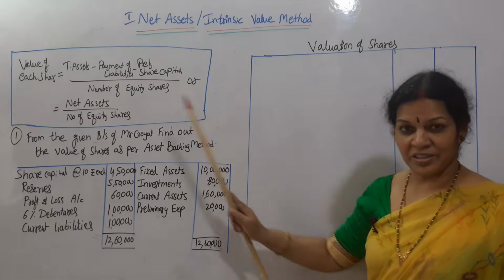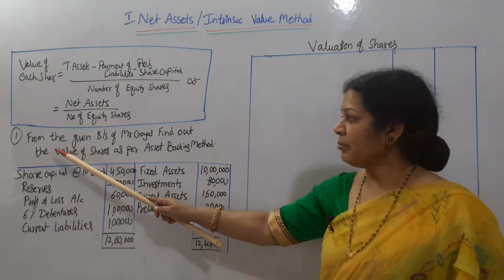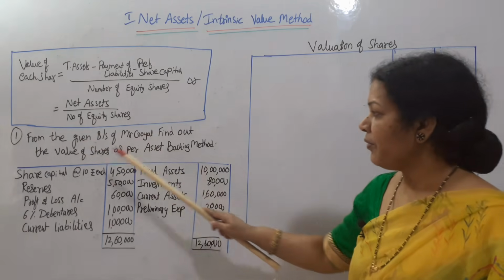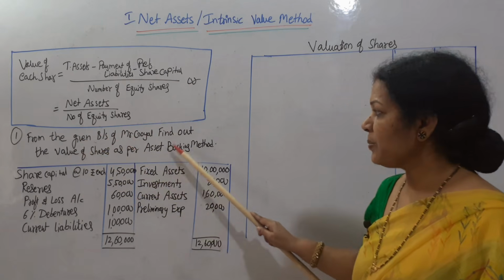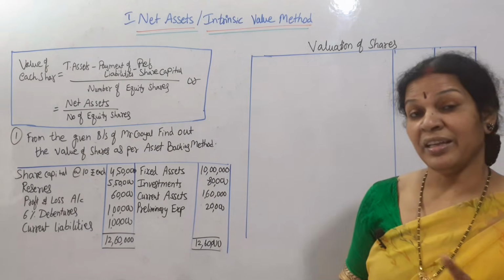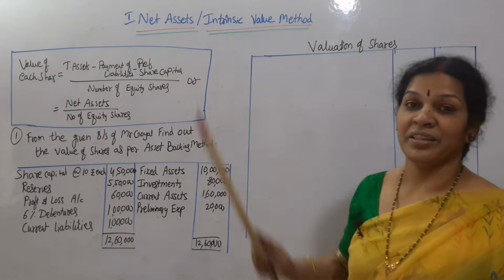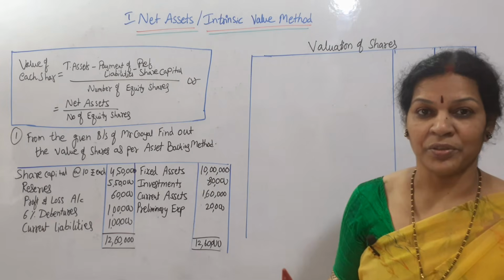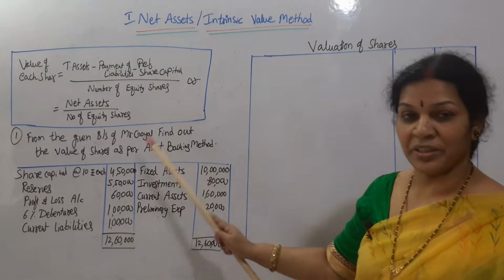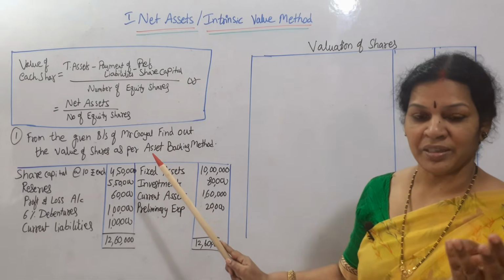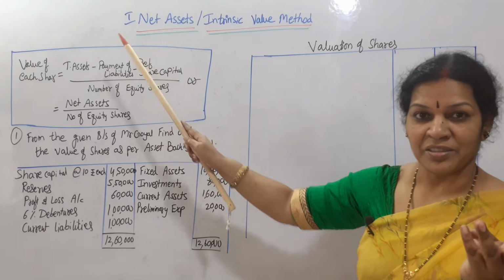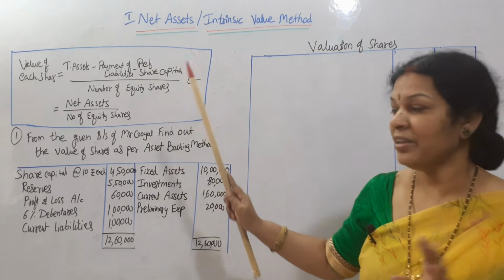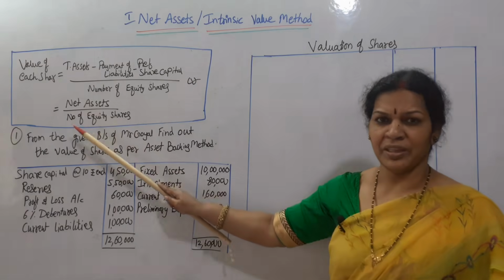So let's take this problem. From the given balance sheet of Mr. Goyal, find out the value of shares as per asset backing method. Asset backing method, net assets method, intrinsic value method, do not get confused. That is why I have used different words. Asset backing, net asset, intrinsic. Able to remember? Now, as per this method we have to use this formula.